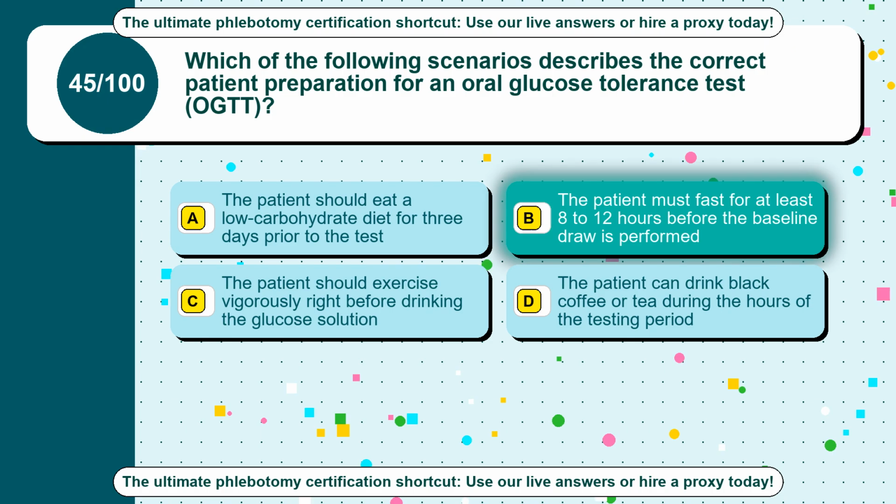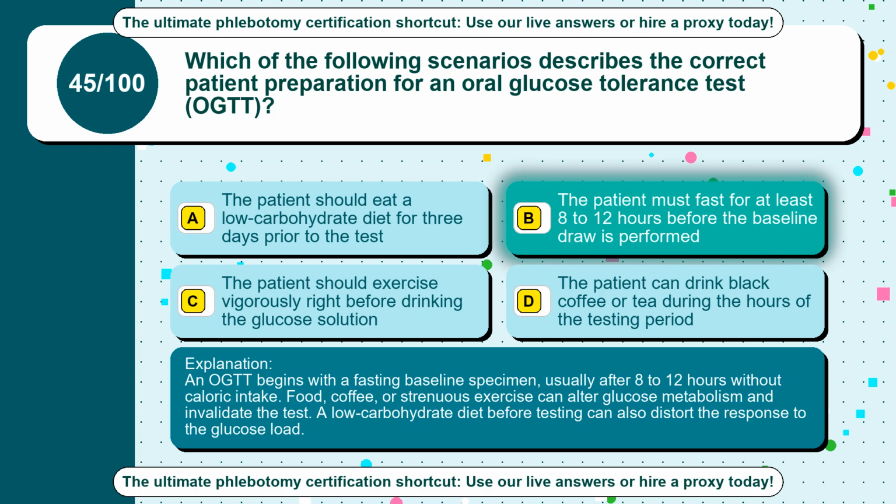The correct answer is option B. The patient must fast for at least 8 to 12 hours before the baseline draw is performed. An OGTT begins with a fasting baseline specimen, usually after 8 to 12 hours without caloric intake. Food, coffee, or strenuous exercise can alter glucose metabolism and invalidate the test. A low-carbohydrate diet before testing can also distort the response to the glucose load.